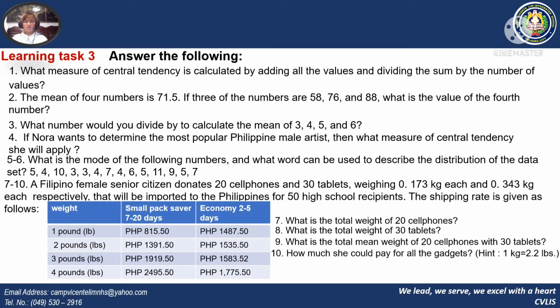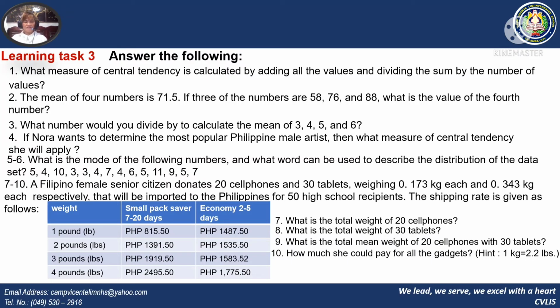First, what measure of central tendency is calculated by adding all the values and dividing the sum by the number of the values? Second, the mean of 4 numbers is 71.5. If 3 of the numbers are 58, 76, and 88, what is the value of the 4th number? Third, what number would you divide by to calculate the mean of 3, 4, 5, and 6? Fourth, if Nora wants to determine the most popular Philippine male artist, then what measure of central tendency will she apply?